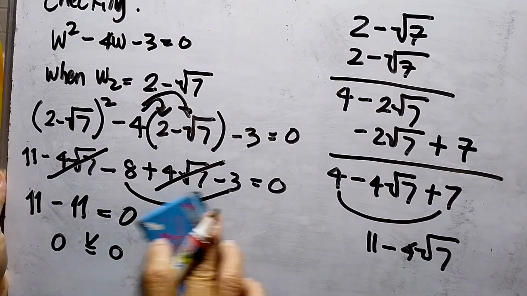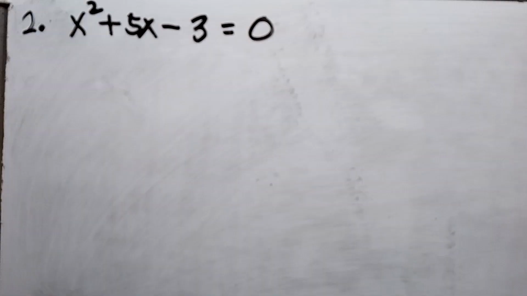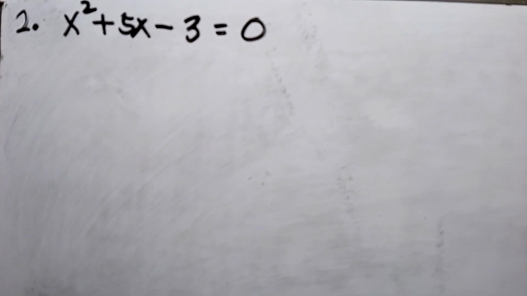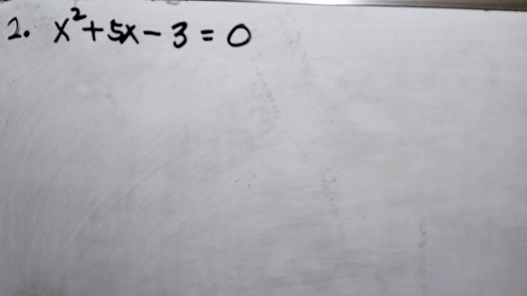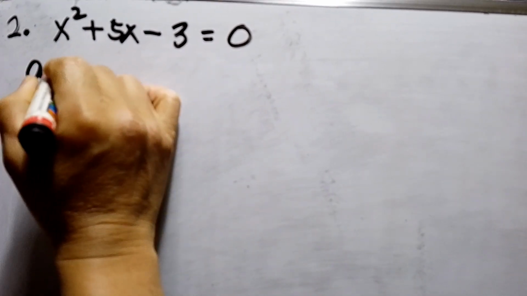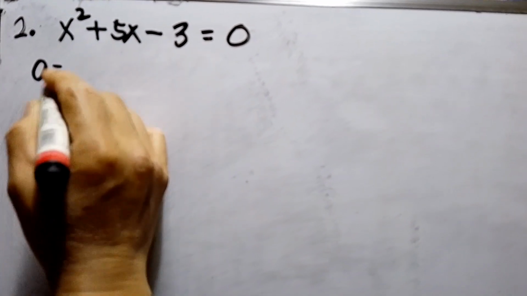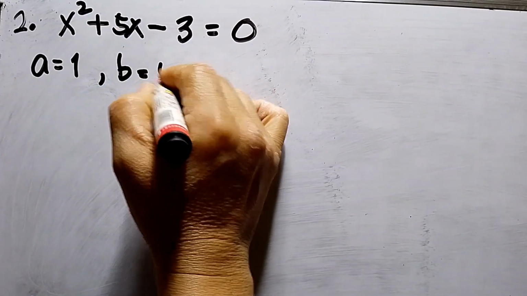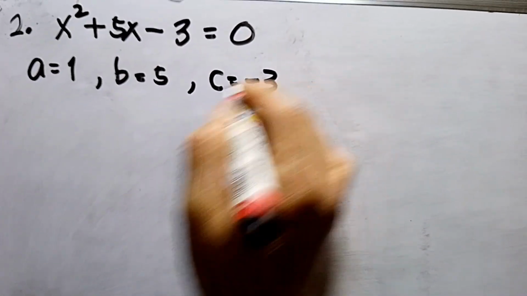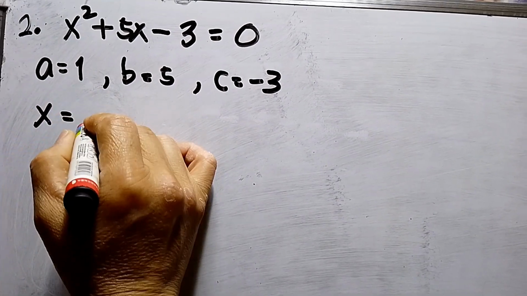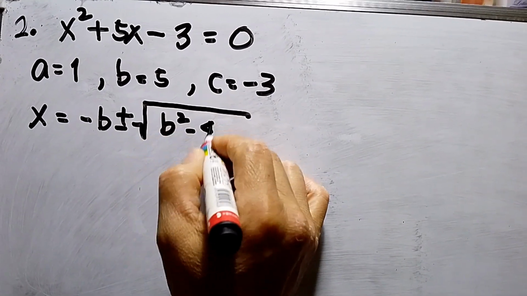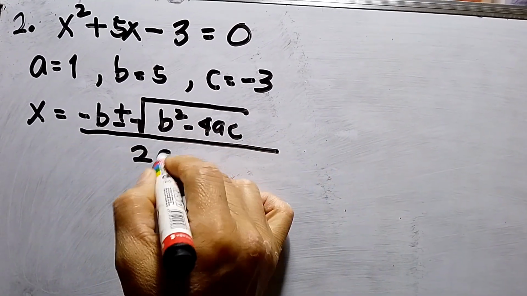Now let's proceed to number 2. Number 2 quadratic equation is x squared plus 5x minus 3 is equal to 0. So I need to get my numerical coefficient for x squared. This is 1. And then for my x is 5. And then for my c is negative 3. Now apply the formula of quadratic, which is negative b plus and minus square root of b squared minus 4ac all over by 2a.